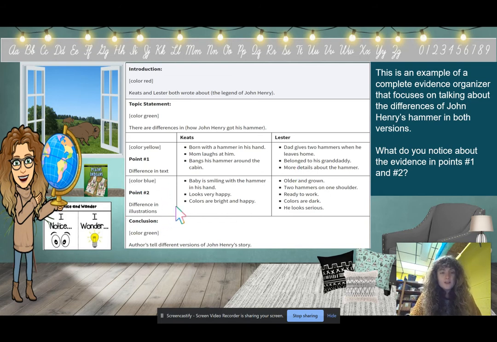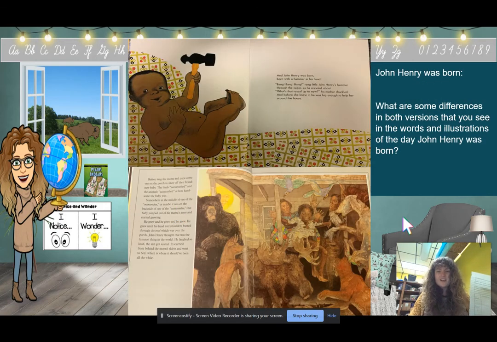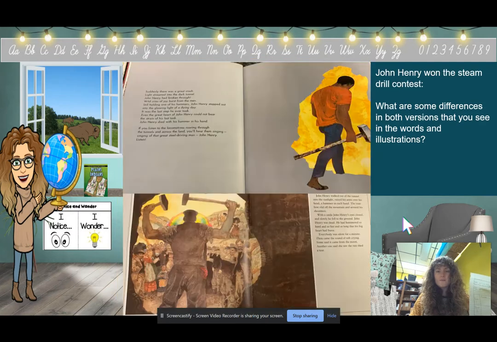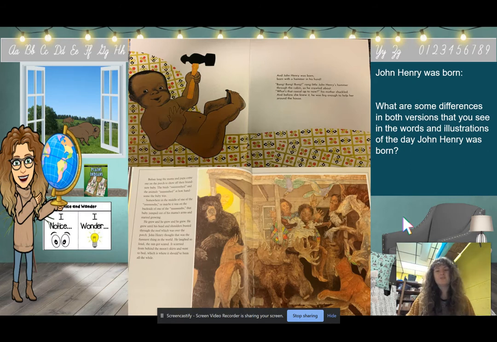Point 2, the baby is smiling with his hammer in his hand in the picture, but in Lester's version, John Henry is older and grown up. So we are going to be looking at one event, a similar event in the story, but we are going to use our organizer to find the differences. All right, are you ready? Okay, so we are actually going to compare when John Henry was born.